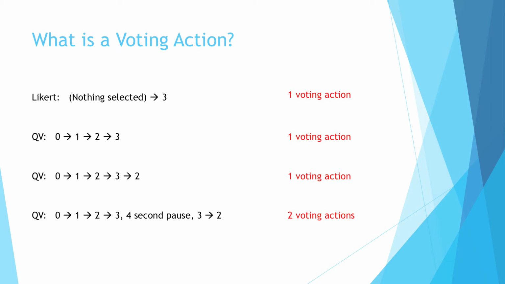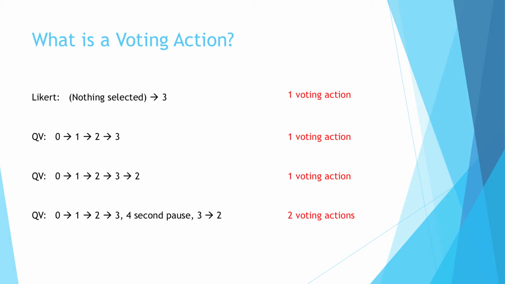But the problem is in QV, you hit those up and down thumbs to get to what you want. So what you really think is a movement from 0 through 1 and 2 to 3 should be one voting action. You don't want to count that as 3 different voting actions, because that was just a representation of the system they're trying to overcome.